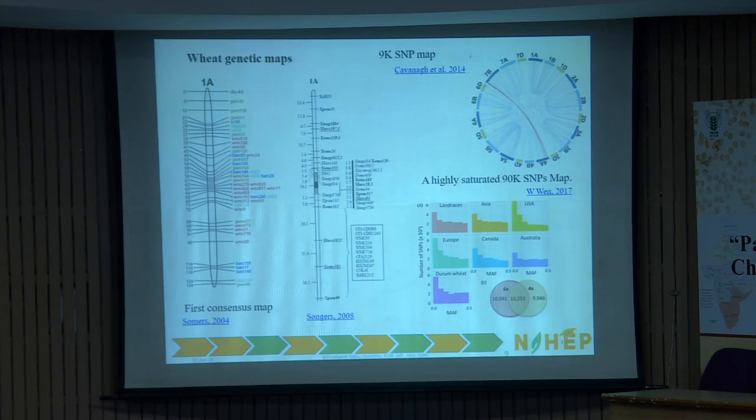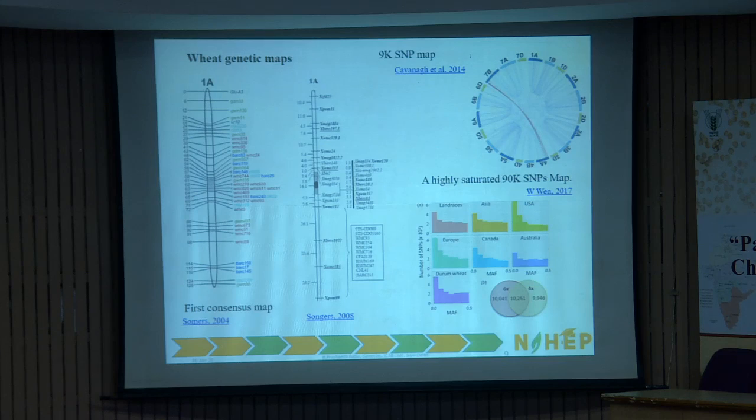I'm just giving an example for one chromosome, but there are 20 more homologous chromosomes where you have to show that map. So the 90K chip I was talking about, containing 9,000 SNPs, and one study by Cavanagh in 2014 did it in nearly 1,200 accessions. So out of 9,000, they could get nearly 1,000 to 2,000 markers which were polymorphic. That is too huge. If you get 1,000 to 2,000 polymorphic markers in a population which differentiate your parents, that's so huge.